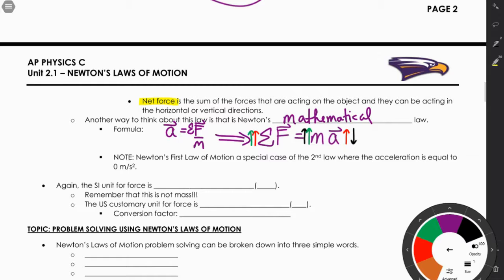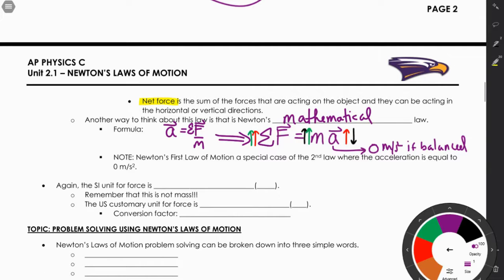One thing to note is that Newton's first law is simply a special case where acceleration is equal to 0. When we talk about the sum of the forces that are acting, it's simply a special case, and when it's all balanced, this is 0. So 0 meters per second squared if balanced, because it's not accelerating.